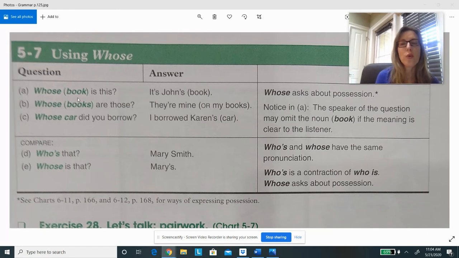Okay, we want to know who the book belongs to. Answer, it's John's book, or it's John's. Your answer is also possessive. It shows ownership, if you remember this, possessive.